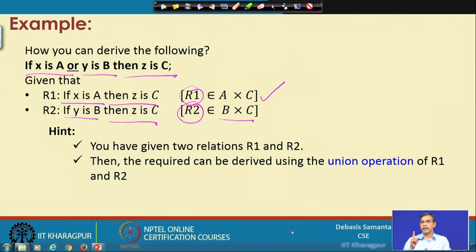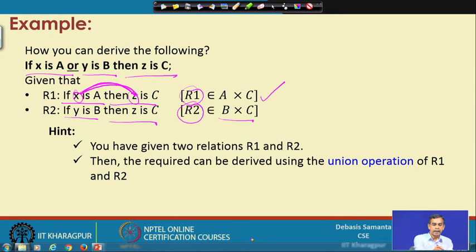Now, a Cartesian product between two fuzzy sets results in a relation, and a relation takes a form like this: if x is A, then z is C. This means how x and z are related, or the relationship strength between x and z, which belong to set A and set C respectively.